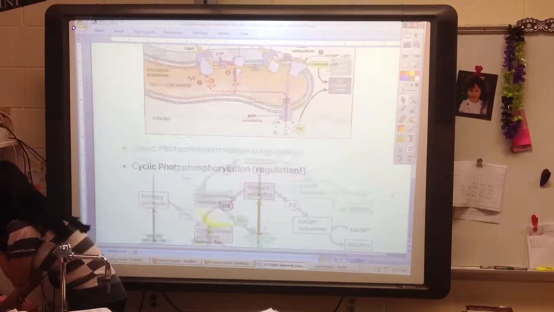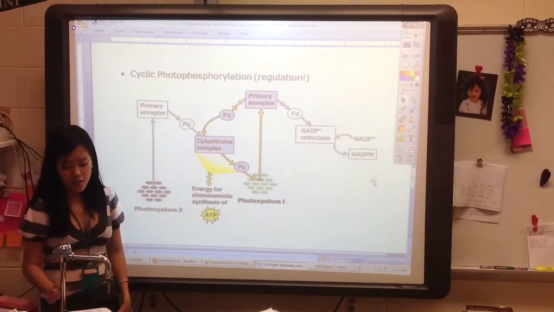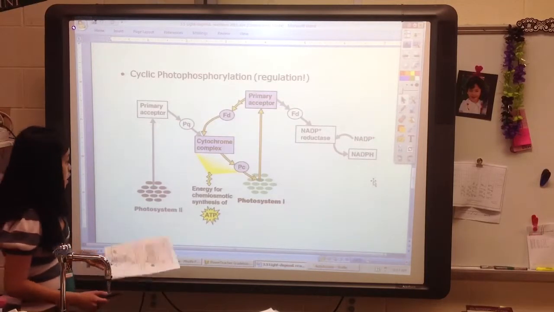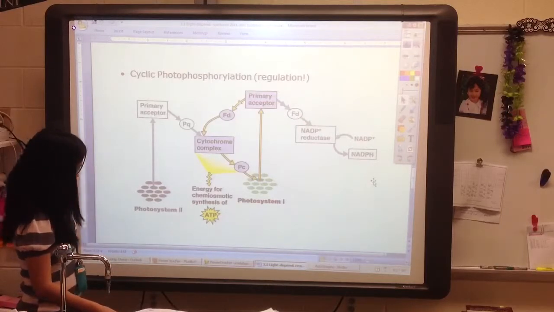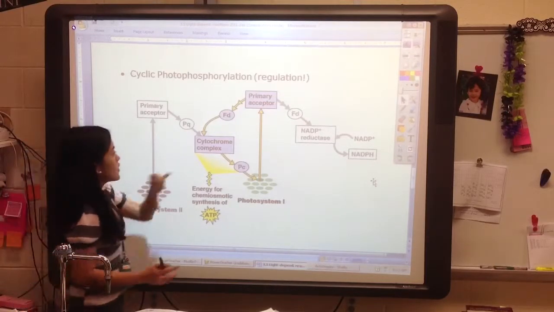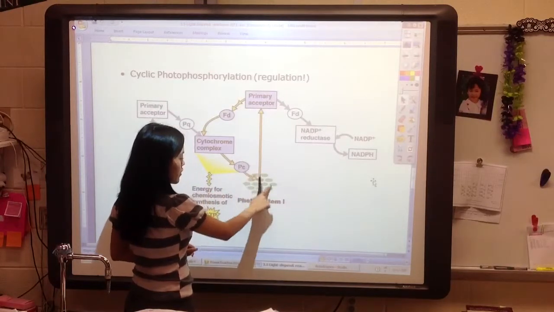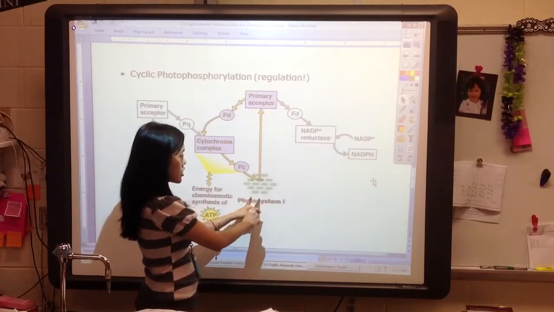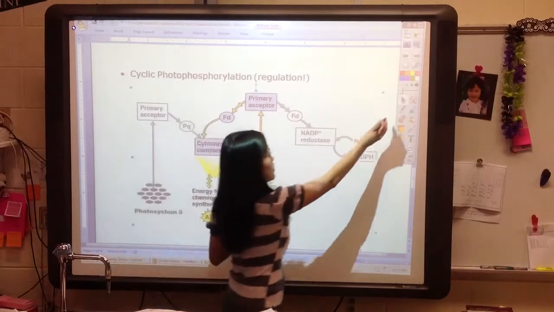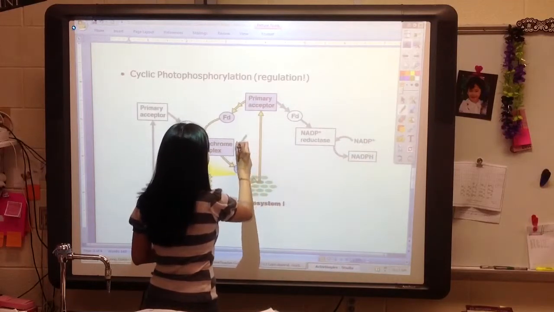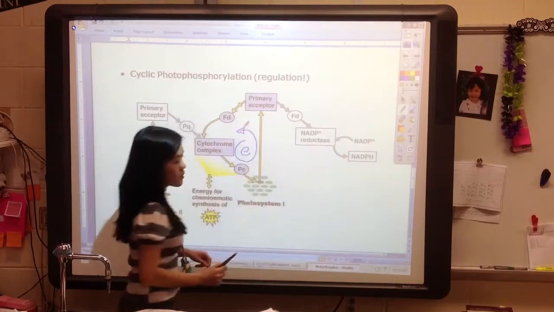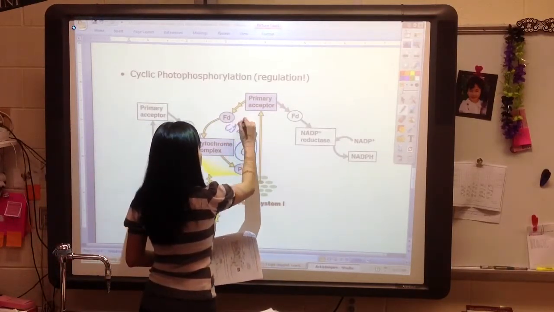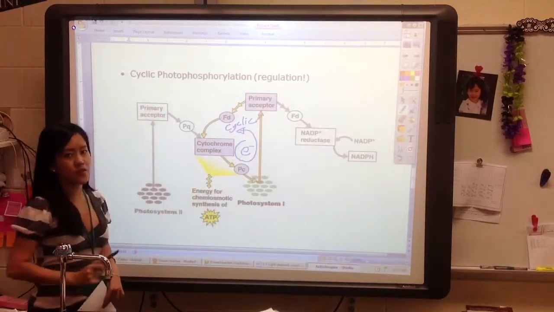So then, what do we have down here? Cyclic phosphorylation, and this is referring to regulation. What I want you to pay attention to is this little area right here: the electrons that are received by photosystem 1 that get pumped up by the light that's charging it can actually be cycled. Okay? The electrons can actually be cycled.